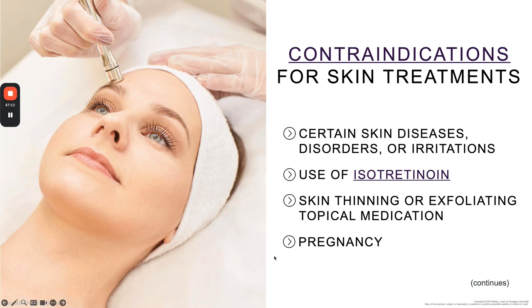Okay, so I do want to talk about the chart on page 178, which is going to break down, if y'all see that second bullet, use of isotretinoin and other things. So I'm going to read a few things from that chart on page 178. So use of isotretinoin: the client must have completed isotretinoin 6 months prior. Isotretinoin is a lightening and brightening medication. So isotretinoin is definitely Accutane.